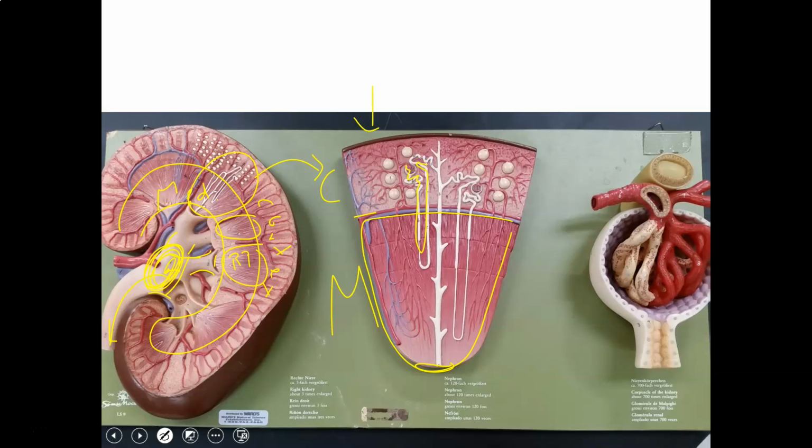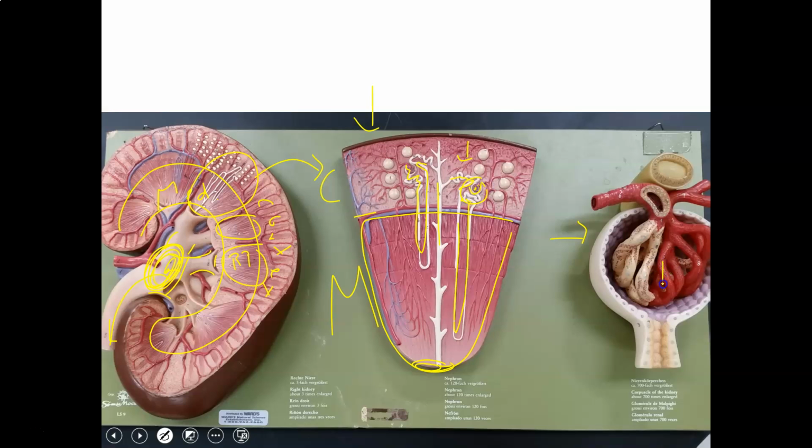And then there's another one on this side. So the nephron has several parts. The ball of capillaries is the glomerulus. The cup around it is the Bowman's capsule. That leads to the proximal convoluted tubule. That leads to the loop of Henle. That leads to the distal convoluted tubule, which leads to the collecting duct, which is going to take us down to that renal papilla.